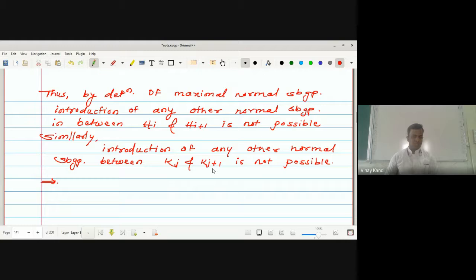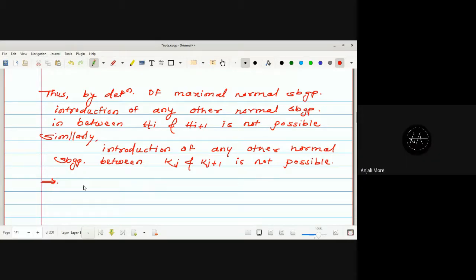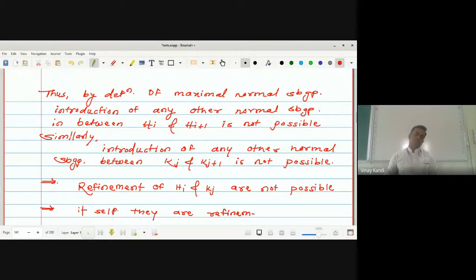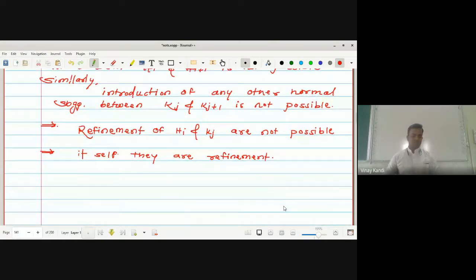Up to here, any doubt? No, sir. So the refinement, meaning they cannot be broken into smaller pieces. So refinement of Hi and Kj are not possible. So this implies that they are themselves the refinement.